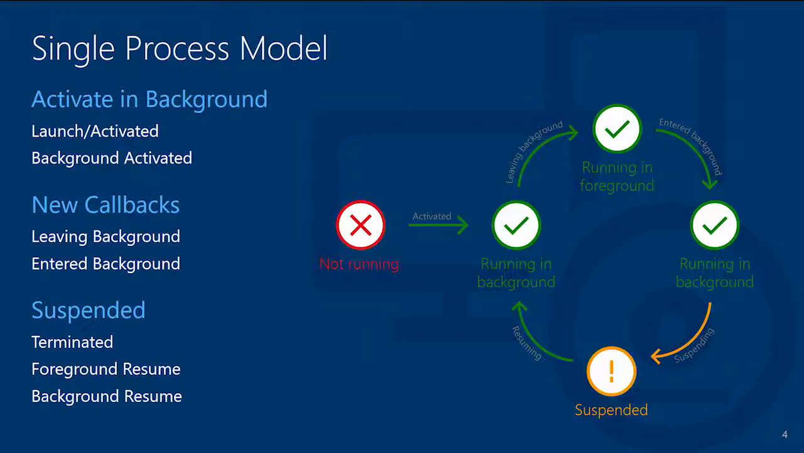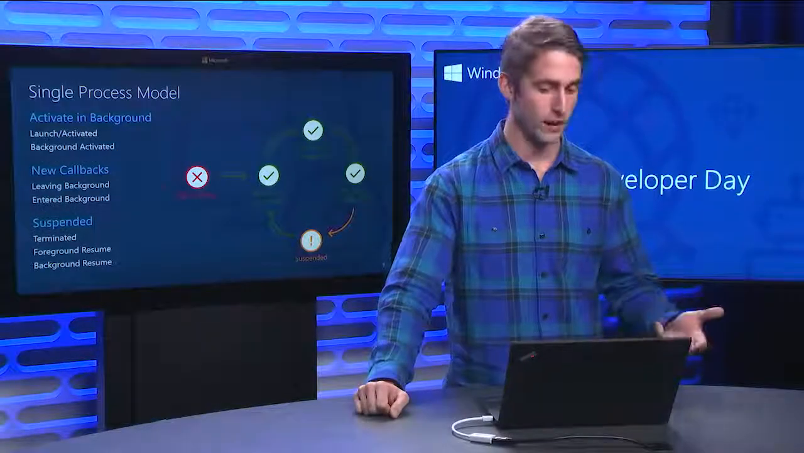At that point, you would get one of these new callbacks. You would be getting a leaving background callback if you're going to be moving into the foreground, and then you're visible to your user doing whatever experience you need to be doing. Then, if the user were to minimize or to close your app, then you would receive an entered background callback. And depending on what kind of work you were doing at the time, either you would continue to run for a period of time in the background, or you would actually move into the suspended state, and so you would receive the suspending callback from that.